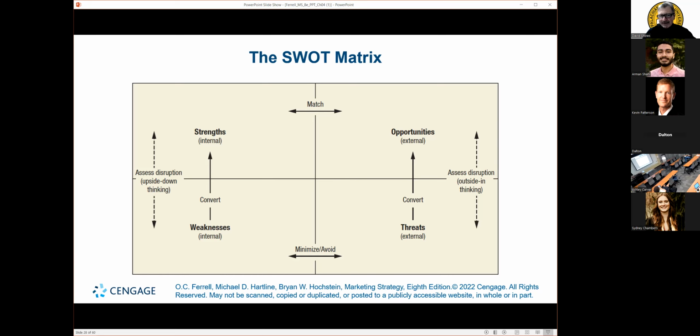The horizontal lines, you want to match opportunities and strengths together. If you have a very good supply chain, you want to be able to use the opportunities that are out there right now for more efficient shipping. If you have threats and weaknesses that cannot be converted, you want to be able to minimize them or avoid them. Now, how do you minimize those things? Mostly by trying to focus on the things that you can control.